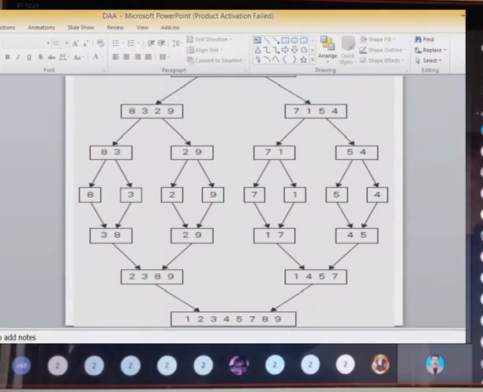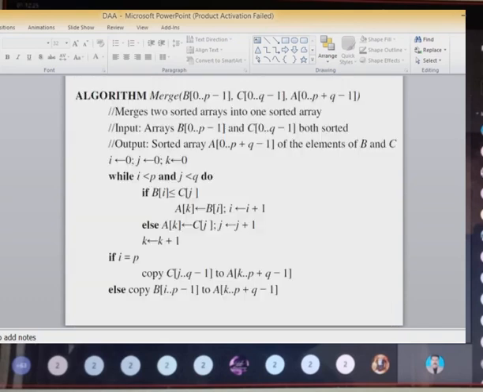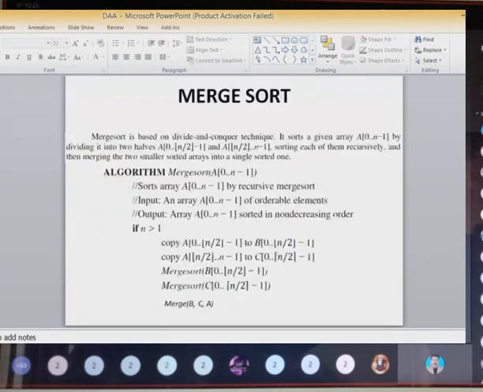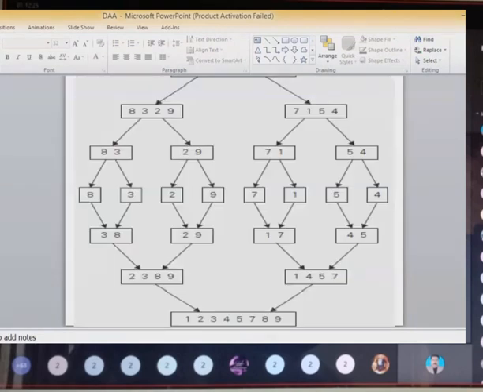Next, we have two pseudocodes to solve merge sort. Any doubts in the merge sort example? The first part is divide, the next part is conquer. Any doubts?